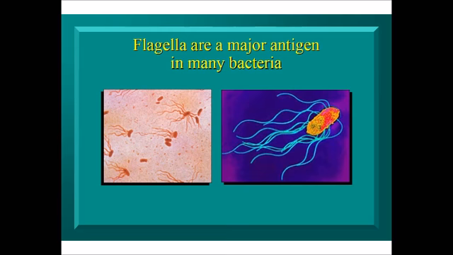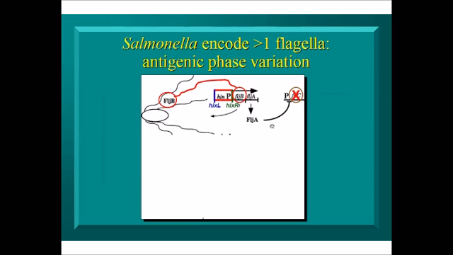So one example of antigenic phase variation would be in some bacteria, where one of the major things the immune response goes after is these long projections called flagella that allow the bacteria to move through the body. If you make antibodies to these flagella, you can really slow down the spread of this bacterial infection. So in some species of Salmonella, they encode more than one flagella. And that's when they switch from one flagella to another flagella that's antigenically distinct. That's called antigenic phase variation.